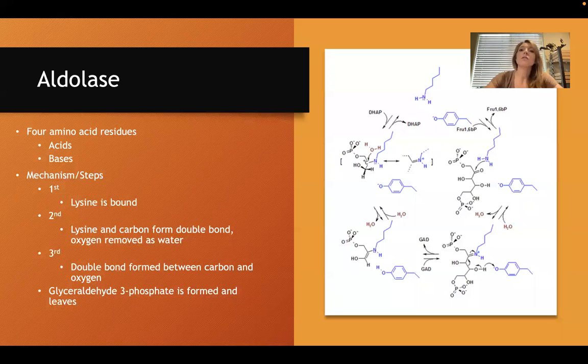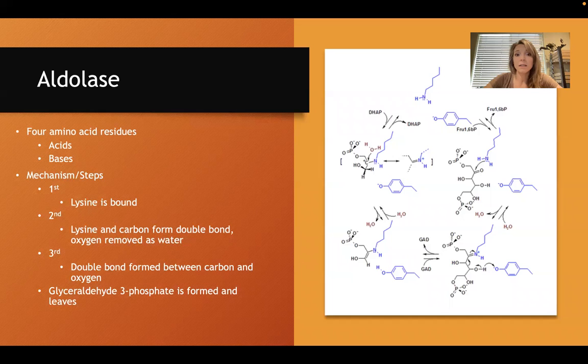Now, let's talk about the first step in the aldolase mechanism. We'll be starting with fructose 1,6-bisphosphate, which is in the glycolysis pathway. So remember, we're going to take the long molecule, and our ultimate goal is going to be breaking it into 2 smaller molecules. The open ring fructose enters the enzyme and binds to the lysine, with the oxygen taking a hydrogen from the glutamic acid. Next, the arginine takes a hydrogen from lysine, forming a double bond between lysine and carbon, and it kicks off the oxygen, creating water.